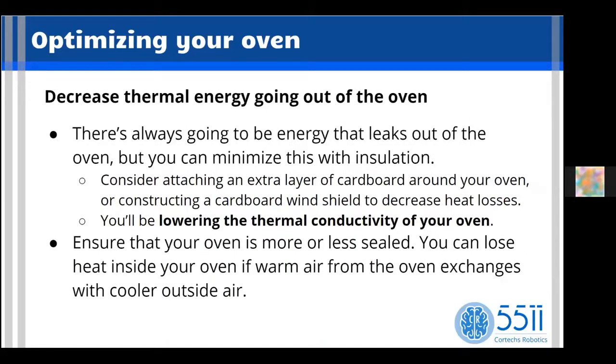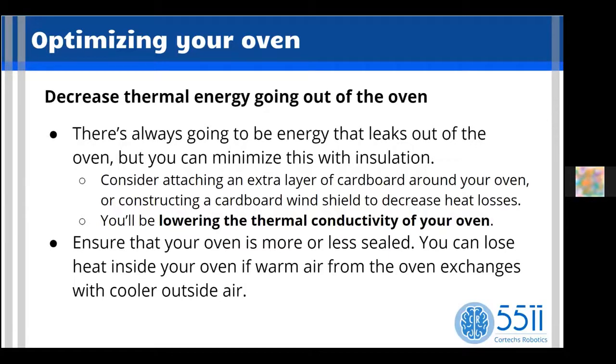Next thing you can do is to decrease the amount of thermal energy or heat going out of your solar oven. There's always going to be heat energy leaking out of your oven because of the second law of thermodynamics. That means that heat wants and mostly always will flow from hot to cold. You can try to minimize this by taking measures to insulate your box. Some ways you can do this is by layering on an extra sheet of cardboard to the sides of your box, or by constructing a windshield using some more cardboard to prevent wind from cooling down your oven.